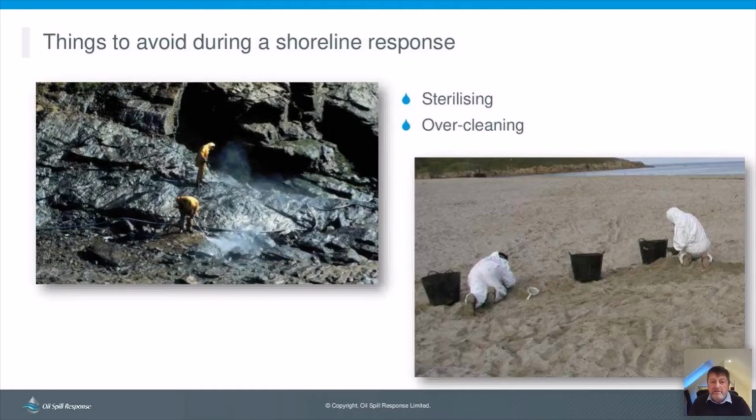That area had recovered far better than the area that had been high pressure steam cleaned, because that had been sterilized, everything had been removed. They were starting to come back, but it hadn't recovered as well as the area that had been low pressure flushed. So that's an example of what you can do with over cleaning, over sterilizing. You can actually make the situation worse. That's why it's important to set those endpoints and work to an endpoint rather than to the point at which it looks as clean as it was before the oil got there in some cases.